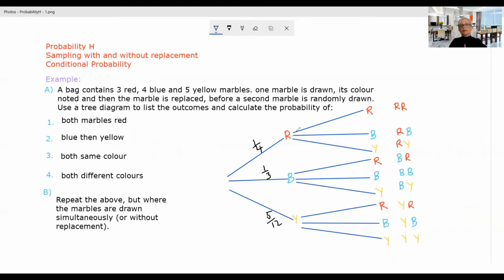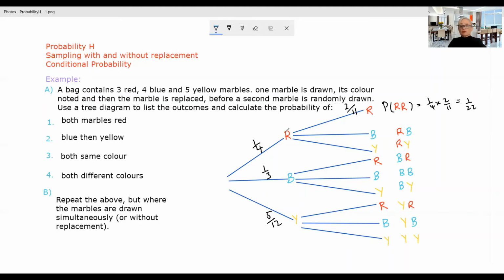Now, this is where we need to have our thinking caps on. If the first one is red and we've taken it out, how many marbles do we have left in the bag? We have 11. And how many of them are red? 2 of them are red. So there's a 2/11 chance of the second one being red. So the probability of getting red then red is a quarter times 2 on 11, which is 1 on 22.